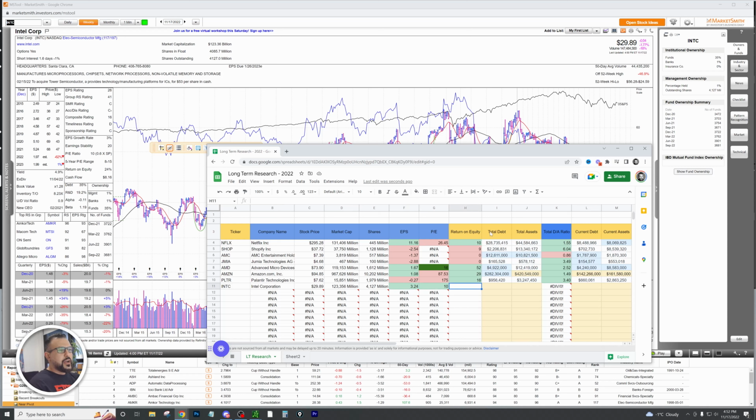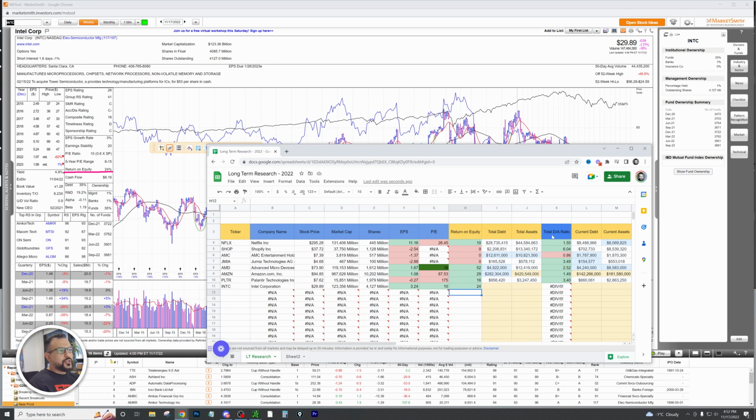Now we're going to do return on equity. And what do we get? Return on equity, we get it right here on MARKETSMITH. You can see we got 24%. We'll plug that in. Perfect, that's good. We like that.